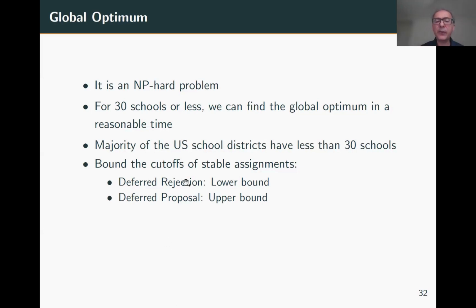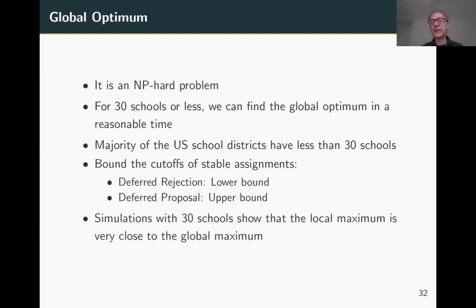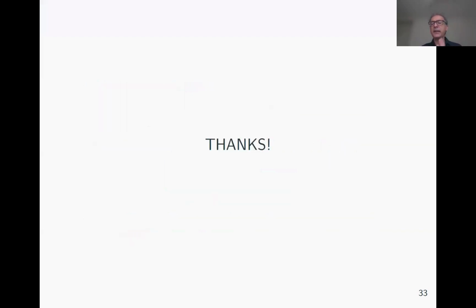We also have a deferred proposal algorithm. This actually bounds the set of cutoffs that can produce a stable matching, and then we can search within these cutoffs, which can work for 30 or fewer schools. And simulations with 30 schools show that the local maximum, the way we do it in our real data applications, actually gets very close to the global maximum. So let me stop here for questions before running out of my time.